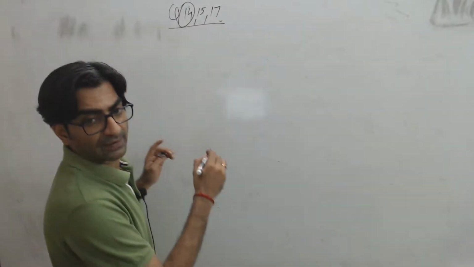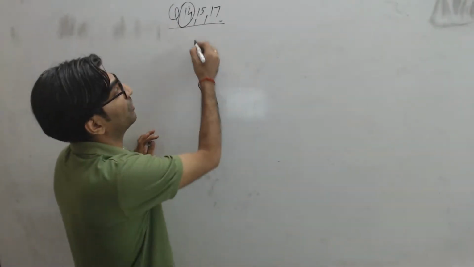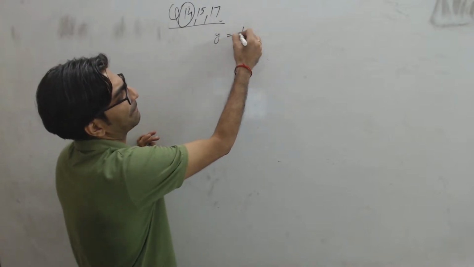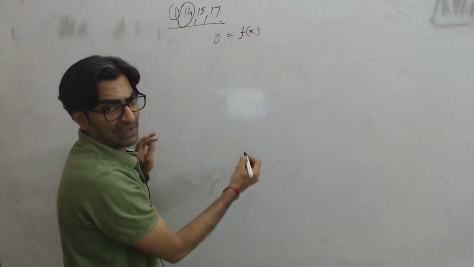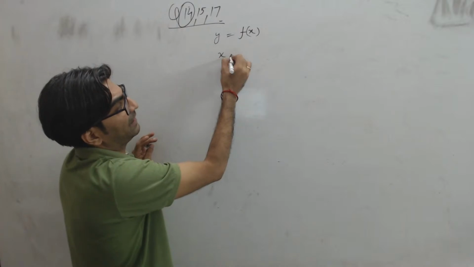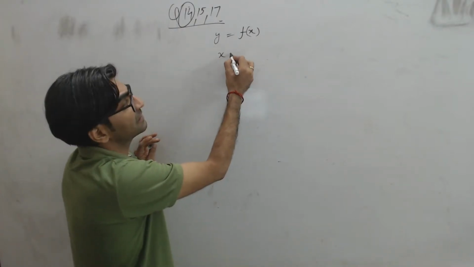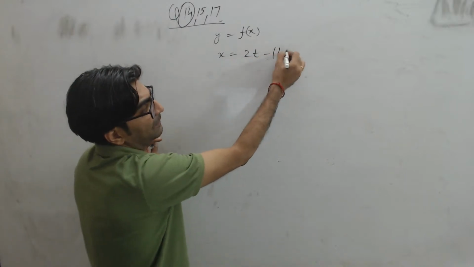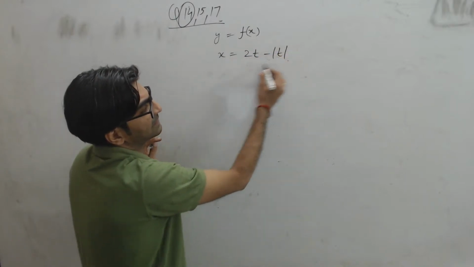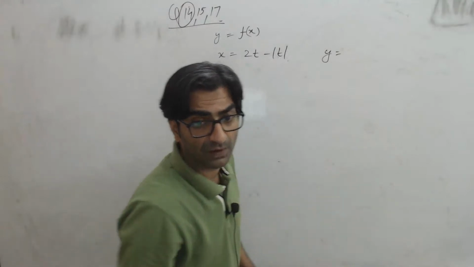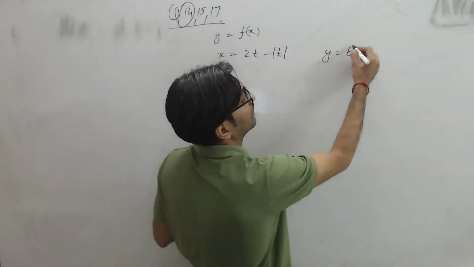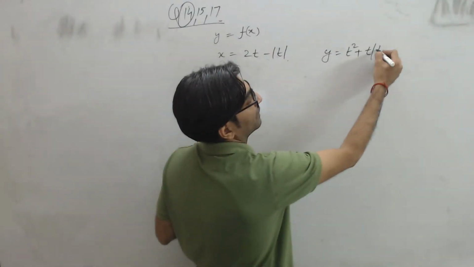So what is given, right? Let's look at the given expression for the function. So y is equal to f of x is defined parametrically, right? So both x and y are defined in terms of t. So x is defined as 2t minus mod t and y is defined as t square plus t into mod t.